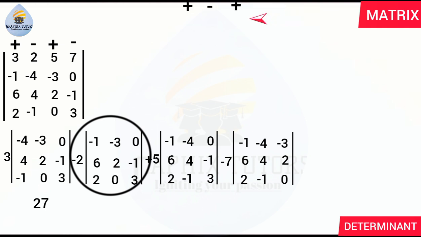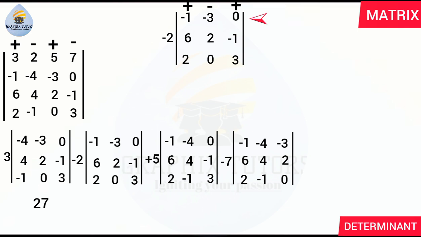I have minus 2, open brackets, right? Minus 2 is scalar multiplying the matrix minus 1, minus 3, 0, 6, 2, minus 1, 2, 0, 3 altogether. So if I start with that, I will now have minus 2 outside already, scalar multiplying, you open the bracket, and you look for the determinant of this matrix.